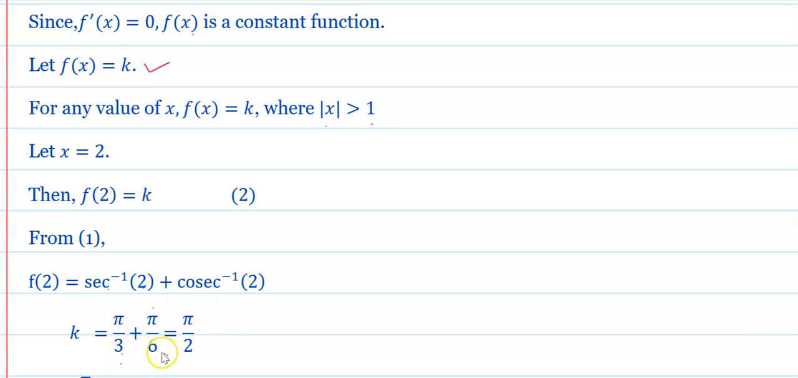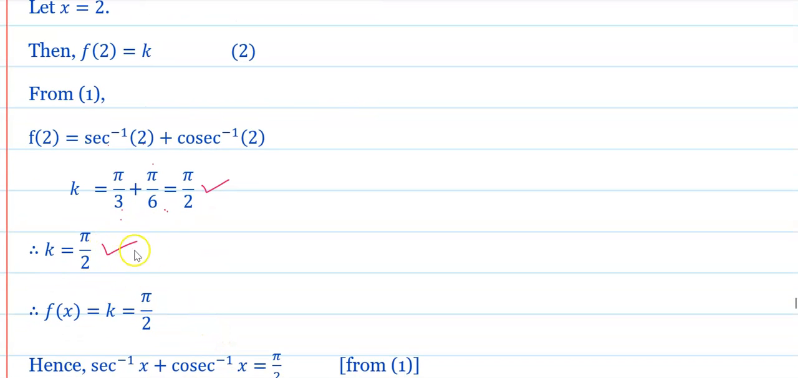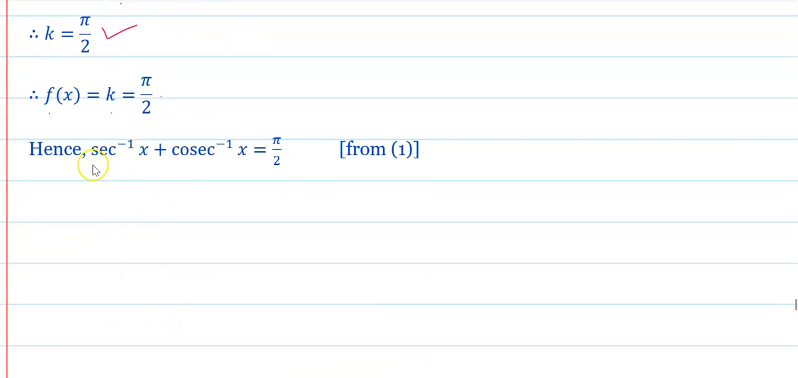Pi by 3 plus pi by 6 you will get pi by 2. Okay. And this is a 60 plus 30 and that is a 90 which is pi by 2. And hence k is equals to pi by 2. Therefore f of x is equals to k is equals to pi by 2. And hence sec inverse of x plus cosec inverse of x is equals to pi by 2.